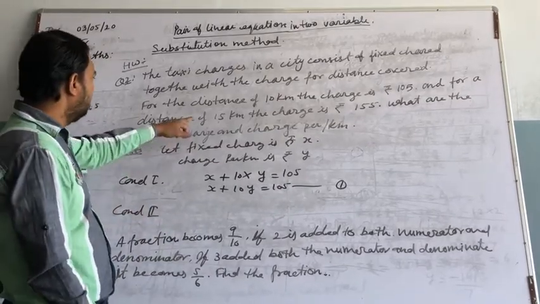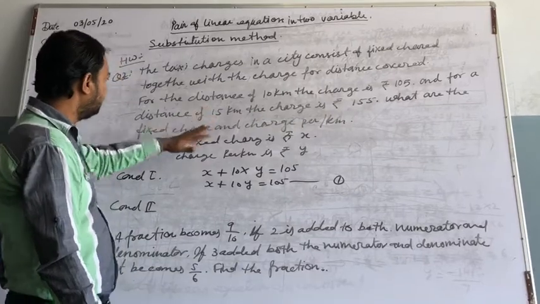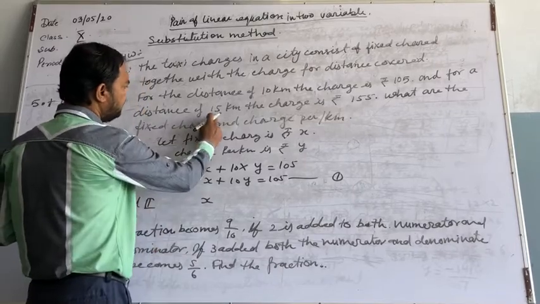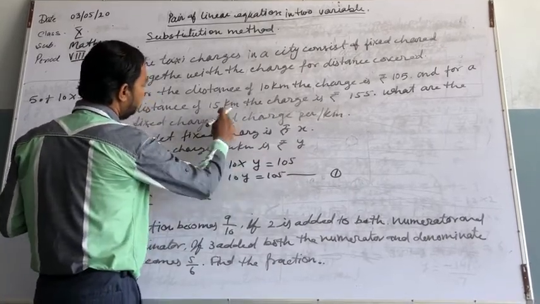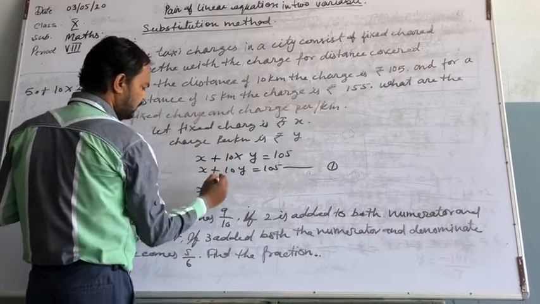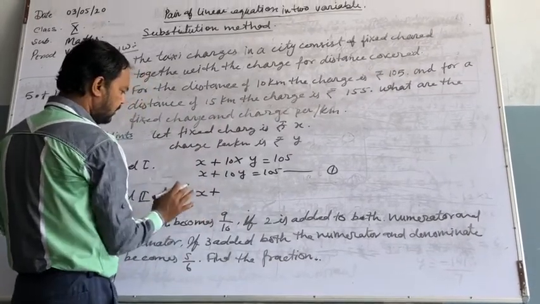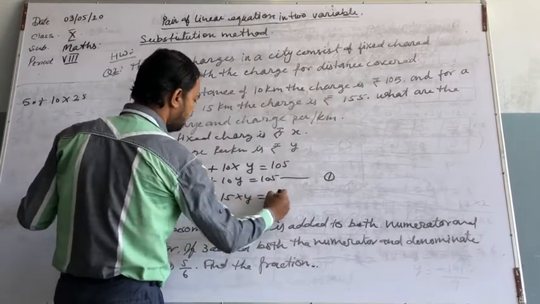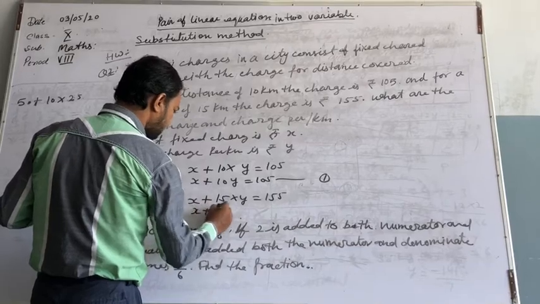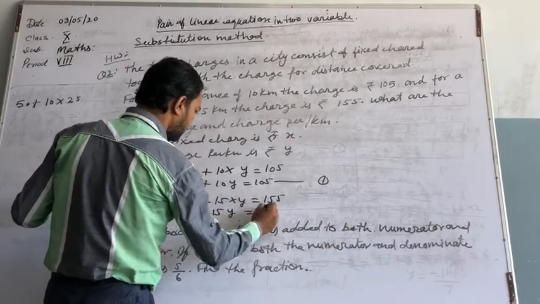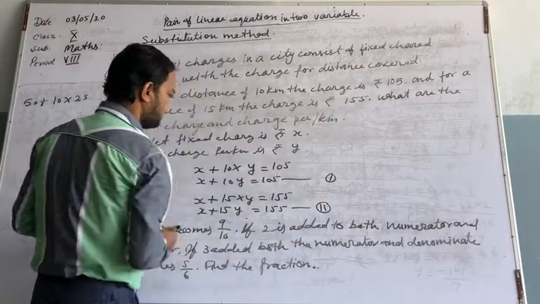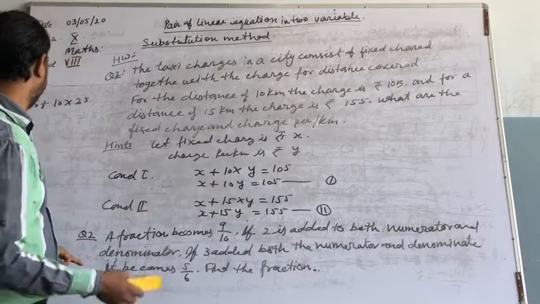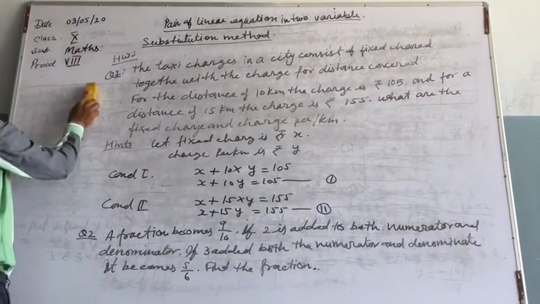the distance covered is 15. So when the fixed charge is rupees X, the charge per kilometer is rupees Y, and you have traveled 15 kilometers, so X rupees fix हो गया, now plus 15 किलोमीटर into Y के रेट से कुल कितना रुपया लगा आपका, 155. So X plus 15Y = 155, this is the second equation, right? So try these two equations at home by substitution method and simplify it.